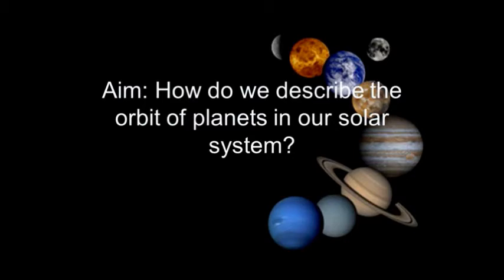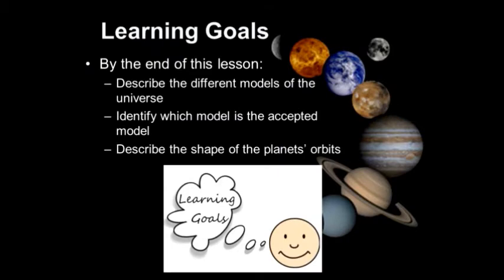The aim for this lesson: how do we describe the orbit of planets in our solar system? Before we get started, let's go over the learning goals for this lesson. By the end of this lesson, you should be able to describe the different models of the universe, identify which model is the accepted model, and finally, describe the shape of the planet's orbits.